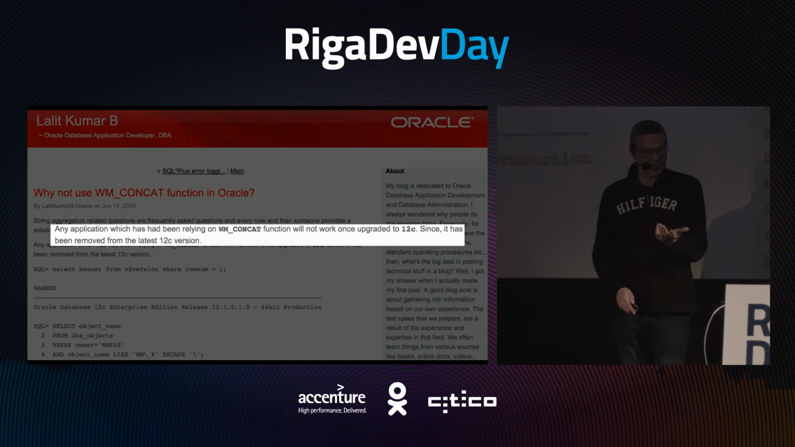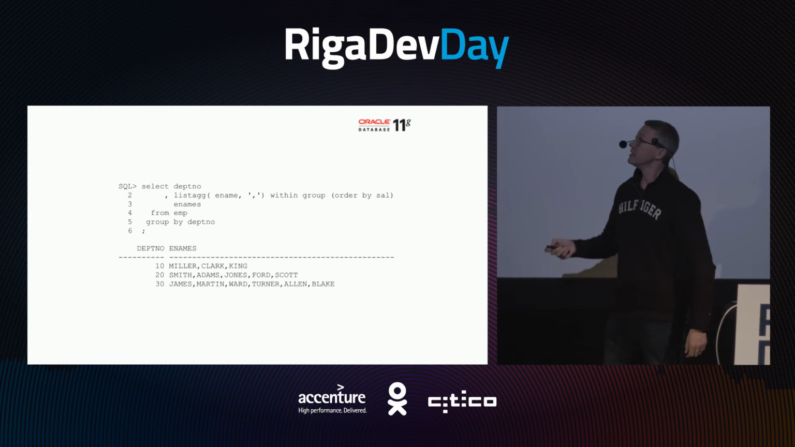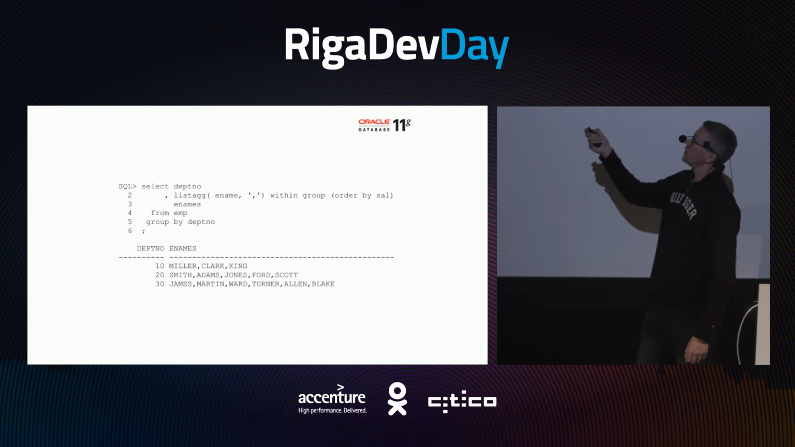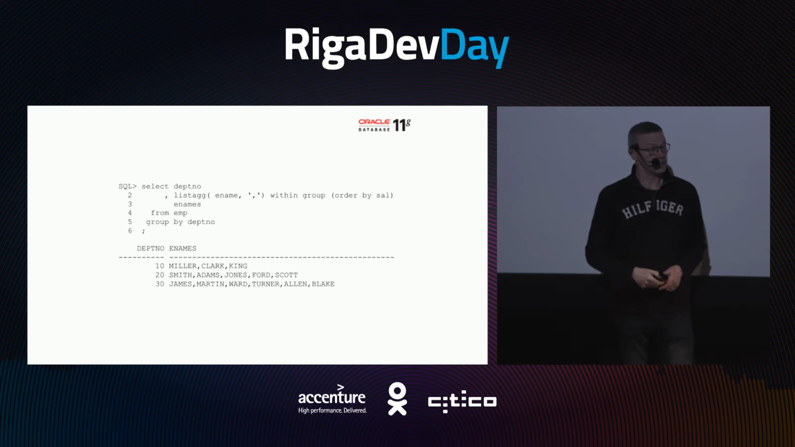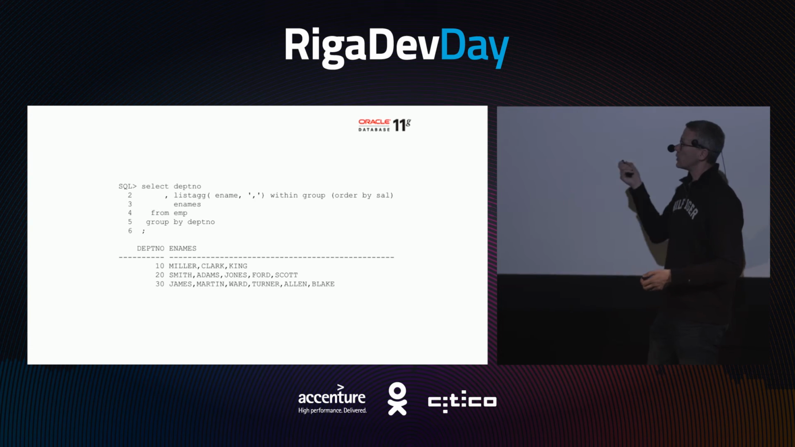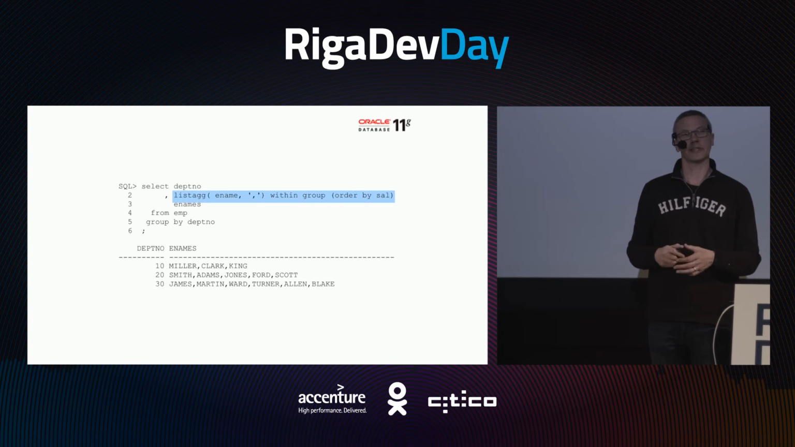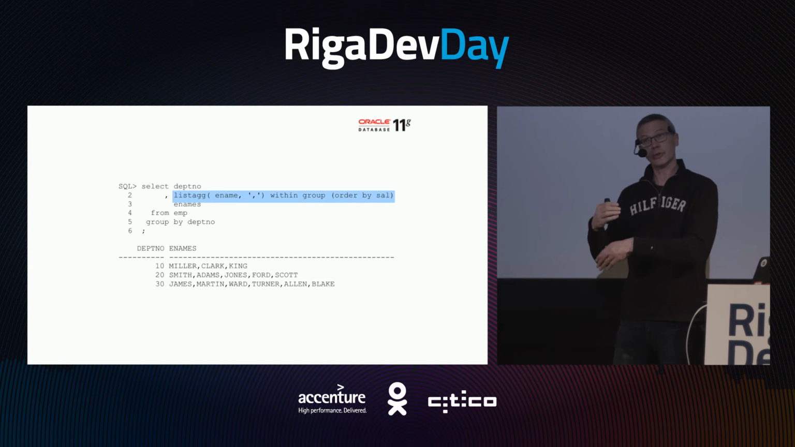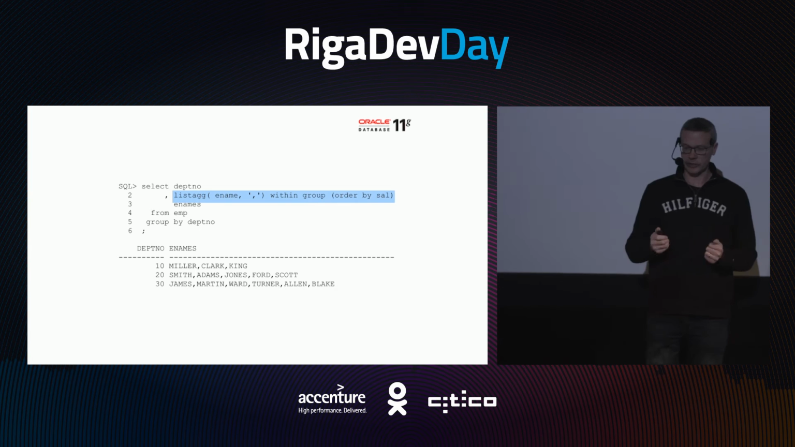But 11 introduced a new function to do really what you want to do. Use LISTAGG with your name, your separator, and specify which group, what you want to be sorted, and then you have your string together. So that's the function you should be using. Search your source code for WM_CONCAT, replace it by LISTAGG, and you're good to go.